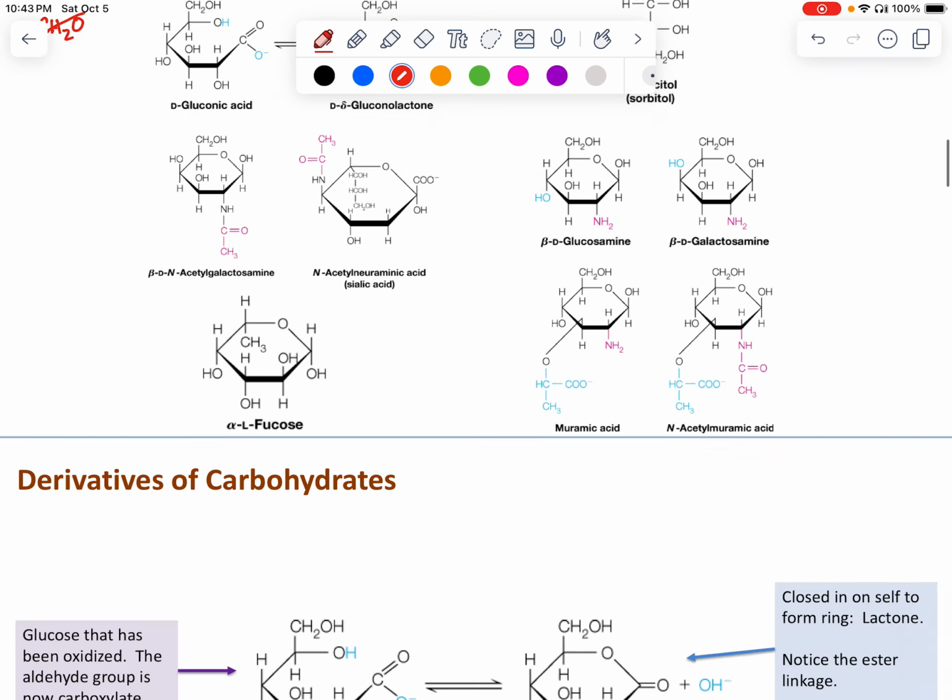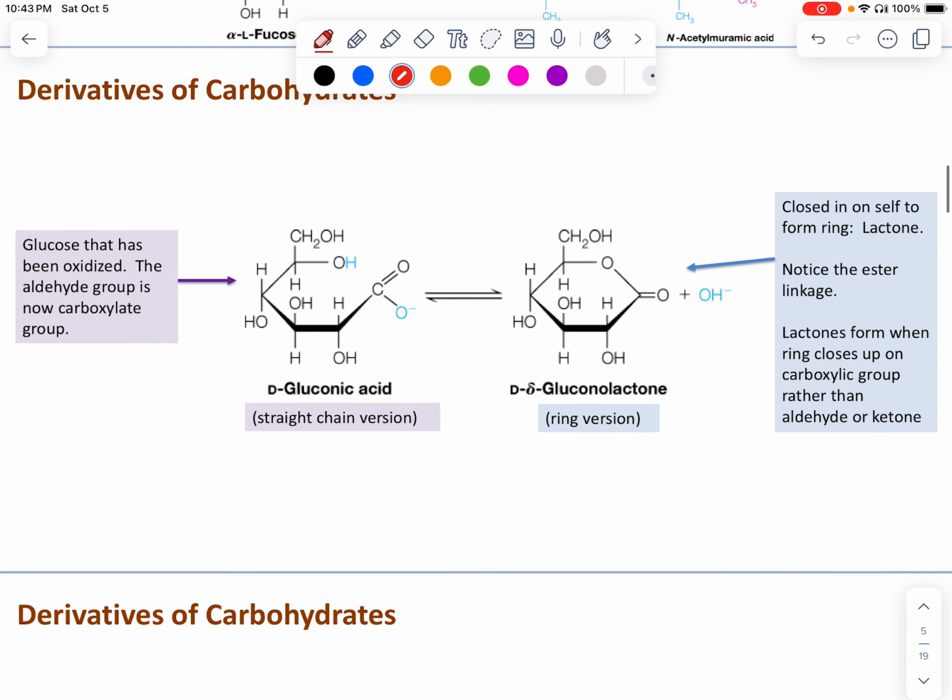If we look at some examples here, just to look at some options, this D-gluconic acid has a straight chain version on the left and a ring version on the right. So straight chain, ring version. And this is where glucose has been oxidized. So now, instead of the aldehyde group, we have this carboxylic acid group or carboxylate group. And here's the straight chain version, even though we're showing it wrapped around.